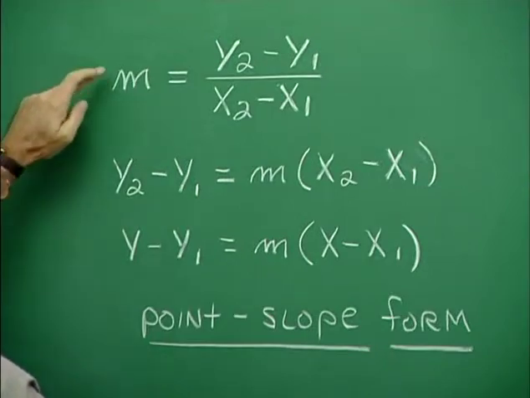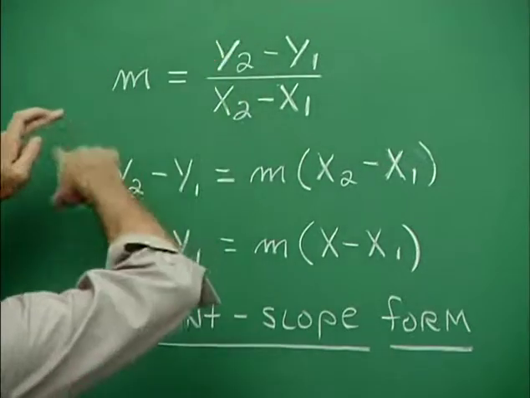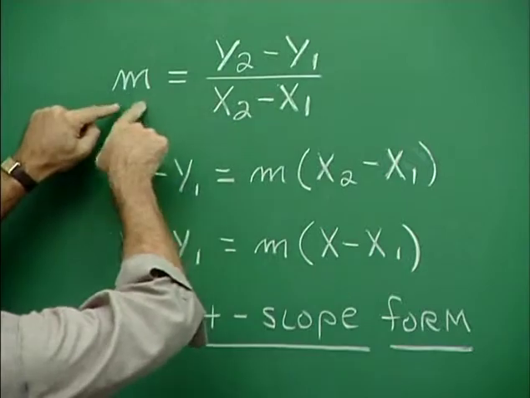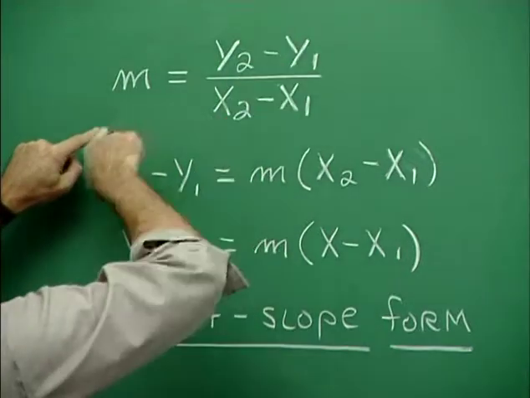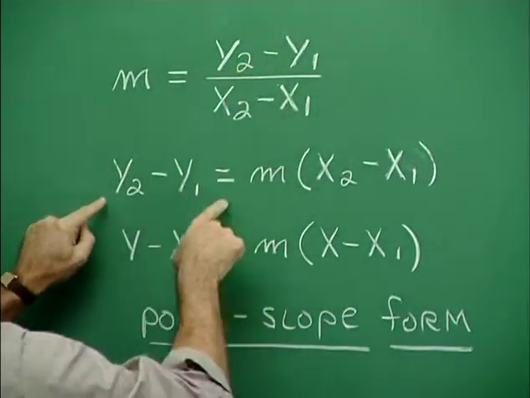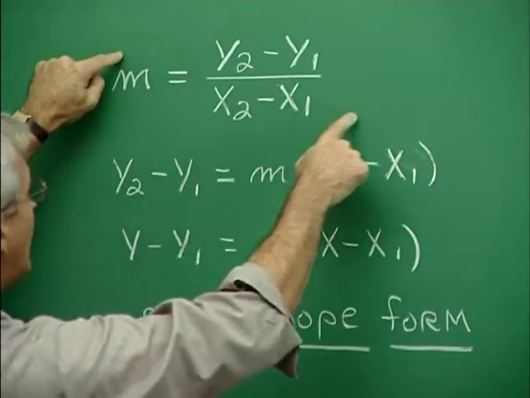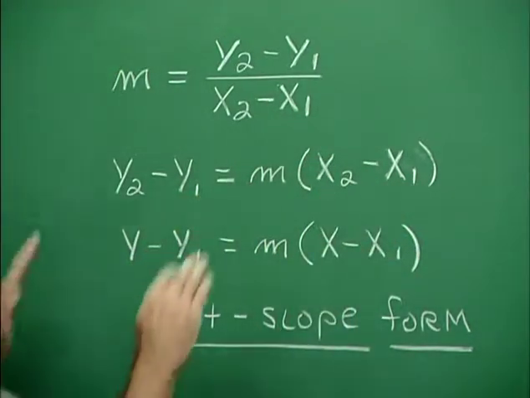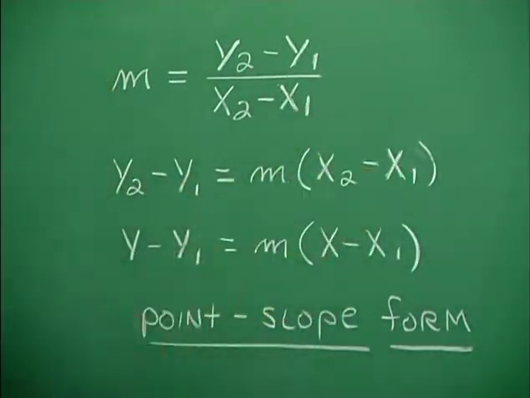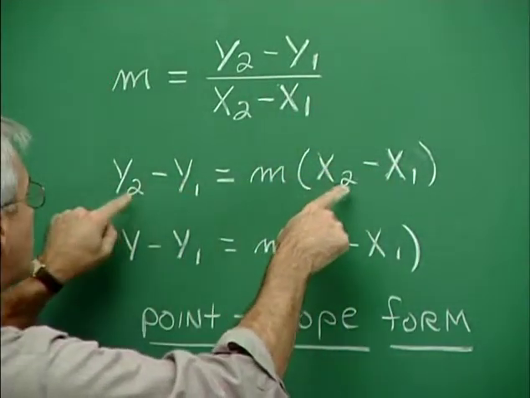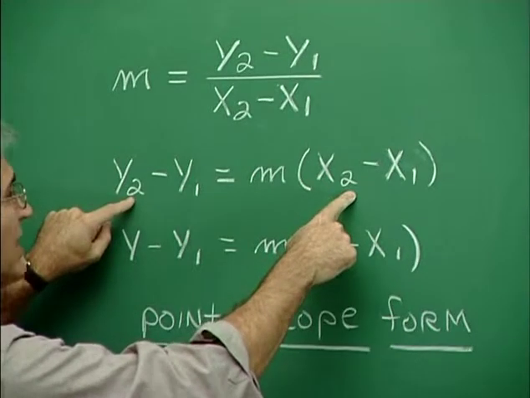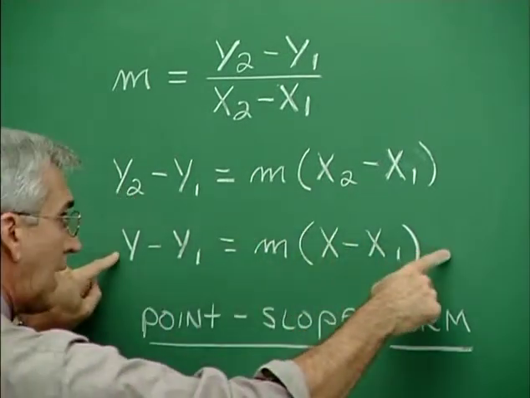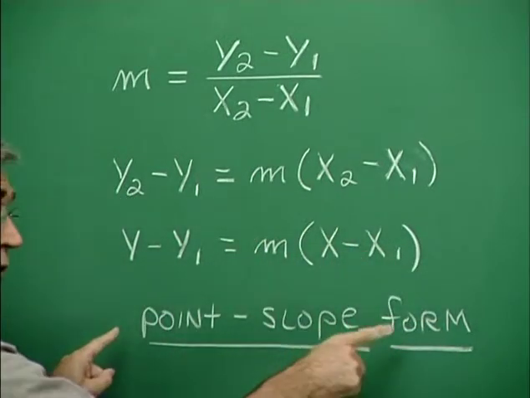Now, think of this as m over 1, and let's cross-multiply. So the denominator here is 1, and if we go this way first, we have 1 times y2 minus y1, and in the other direction, m times x sub 2 minus x sub 1. Now, when this form of the slope formula is used, the subscripted 2's are often eliminated. So this form is often written like this, and it's called the point-slope form.